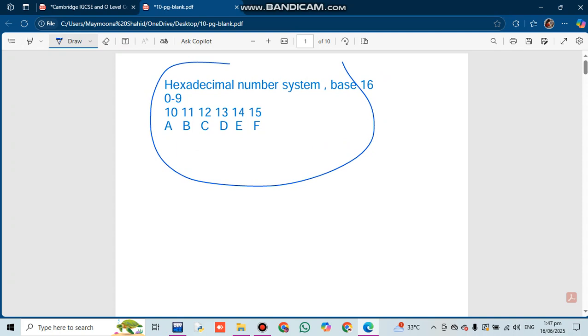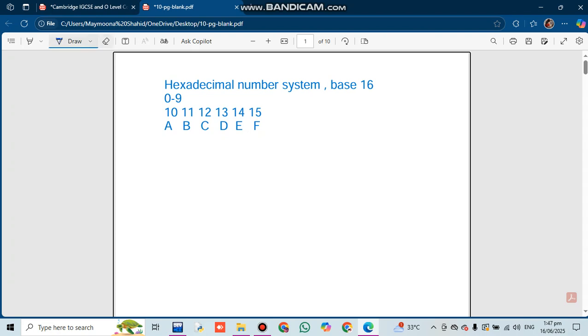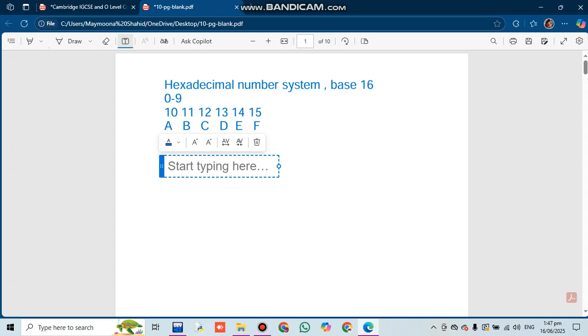Now the next thing we are going to do: in chapter number 1, in the topic of the binary representation number system, we also discussed that we can have 4 bits, 8 bits, 12 bits, and so on. Here I'm going to discuss the first case, which is binary to hexadecimal number system.